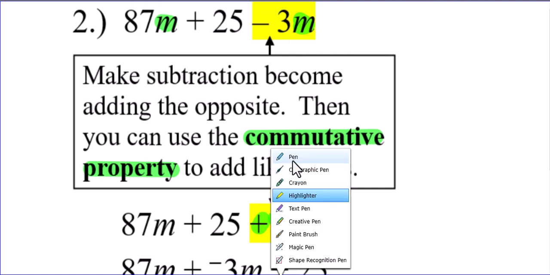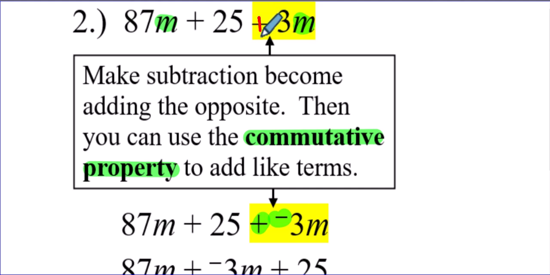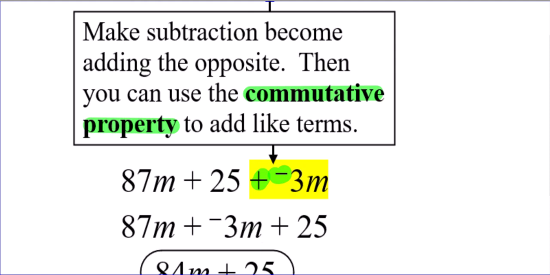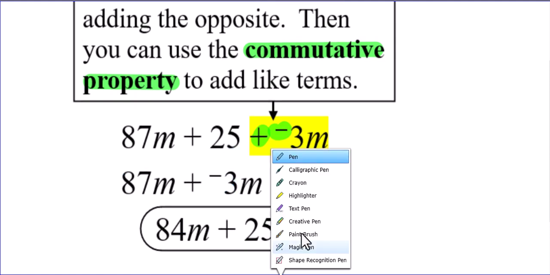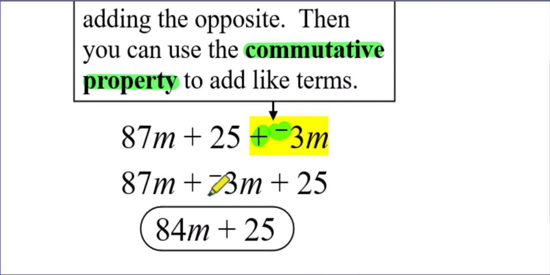You would not normally do it underneath anymore. You would go adding the opposite right here on the original problem. Sorry, my adding got a little bit big there, but that's what you would do on the original problem, and then you can go ahead and switch the order to get these two terms that both have m next to each other so you can add those like terms together. Now, I know I just said add them together. You guys know when there's a positive and a negative, you subtract in your head: 84m. Since 25 does not have an m, I cannot go any further because these two are not like terms.